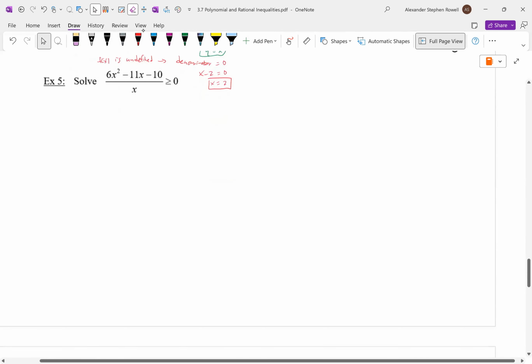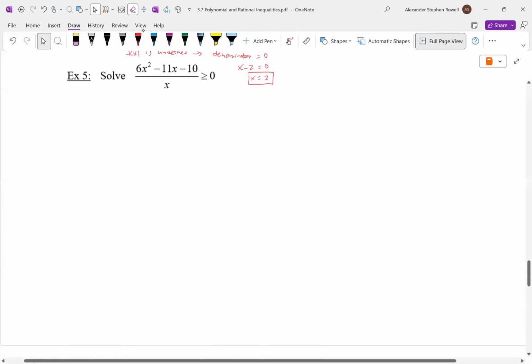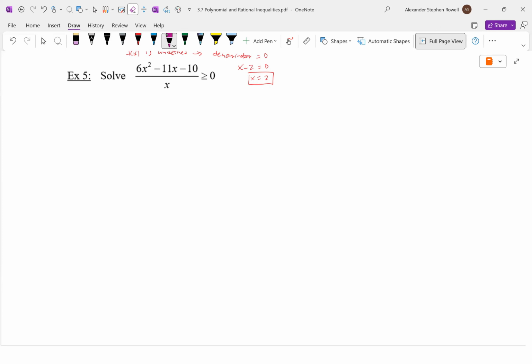Let's try example 5. What's the first step when you see a fraction and an inequality? Yeah, make one side 0. Done. Subtract from either side to make one side 0. What's the next step? Get a single fraction. You want to get a single fraction. We're done. A common denominator to make that single fraction?